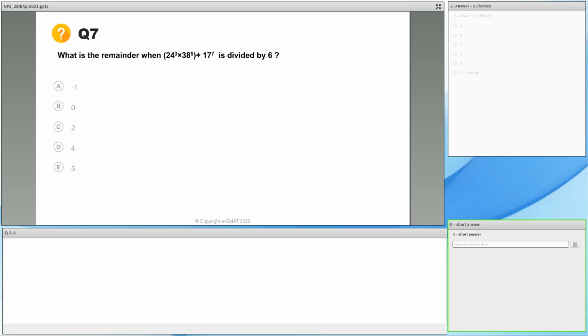Somebody had asked a question about factorial. With factorial, it's also a product, right, at the end of the day. So the same rules of product apply as far as factorial are concerned.